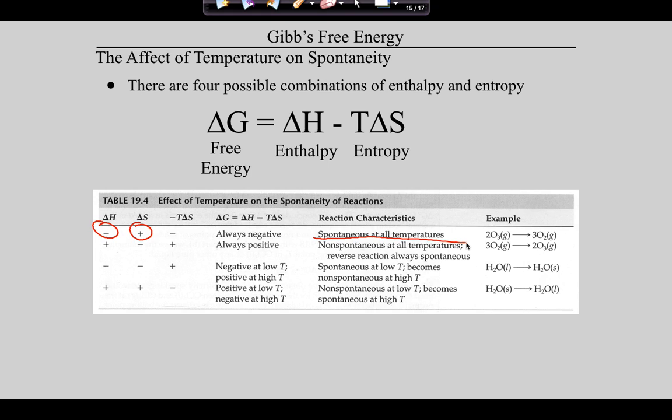Now, delta H positive, good or bad? Bad. Delta S negative, good or bad? Bad. This is non-spontaneous at all temperatures. But that doesn't mean nothing's happening. It just means it's going in the other direction. But now, guys, watch this. This is where this gets interesting. I want to zoom in so you can see this a little better.